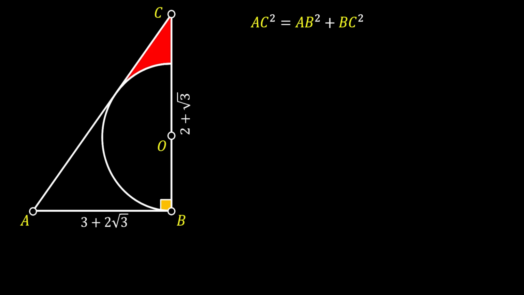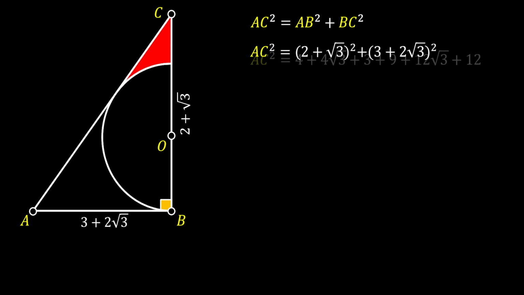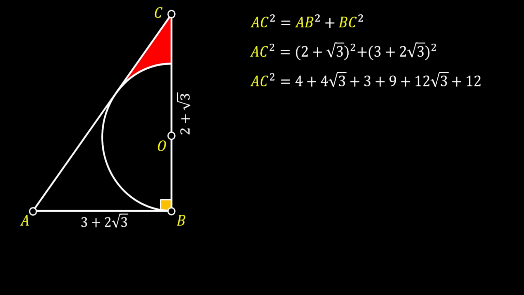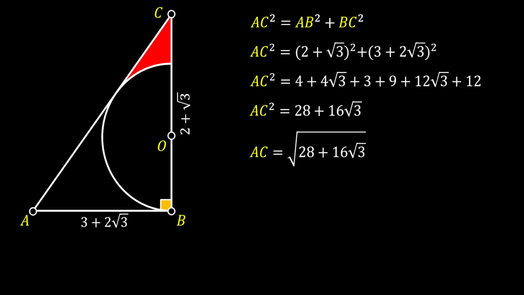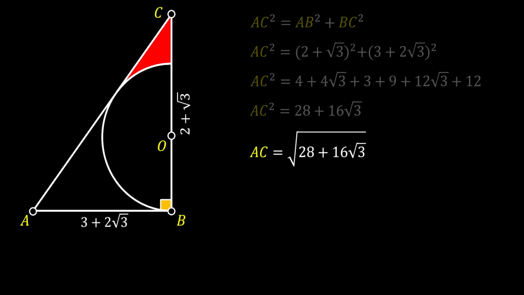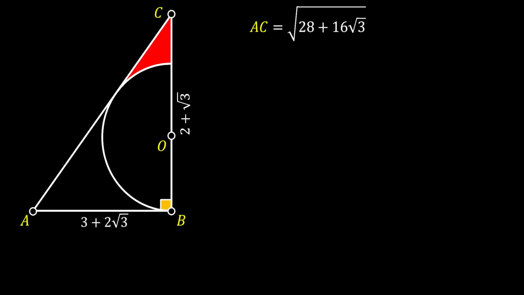We can substitute our values from the sketch and then we can use the square of binomial to expand this. Afterwards, we will simplify by adding the common terms, and we will get that our hypotenuse AC is equal to the square root of 28 plus 16 root 3. Of course, this looks absolutely horrible, but fortunately, we have a way to deal with this.